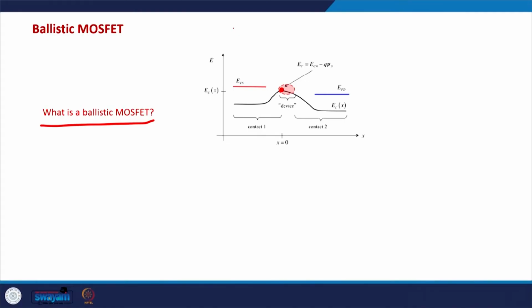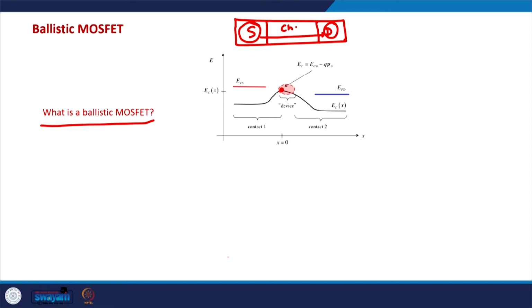So, essentially this is how it looks. There is a source, there is a drain, and there is a channel region. We are just looking at the channel region of the MOSFET, and the electron starts from the source and directly goes to the drain side. There is no scattering in the channel, but electrons undergo a lot of scattering in the source and in the drain.